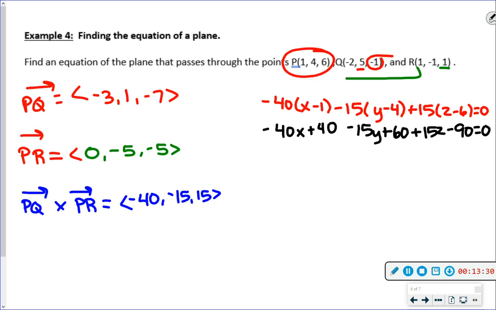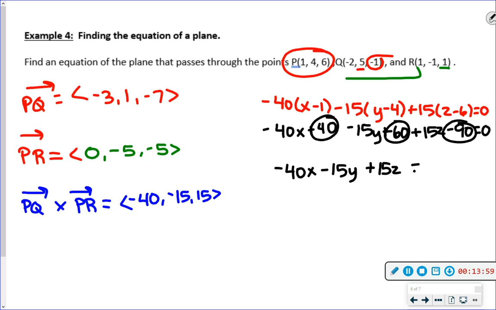Okay. I'm going to put it in order. I want x first, y, and then z. So I'm going to leave my -40x, my 15y, my z. So always just make sure you have it x, y, z, of course. Let's total up our constant terms. So 40, 60, I'm at a hundo. 100 minus 90, I'm at 10. But I want to move it to the other side. So what are you going to equal?